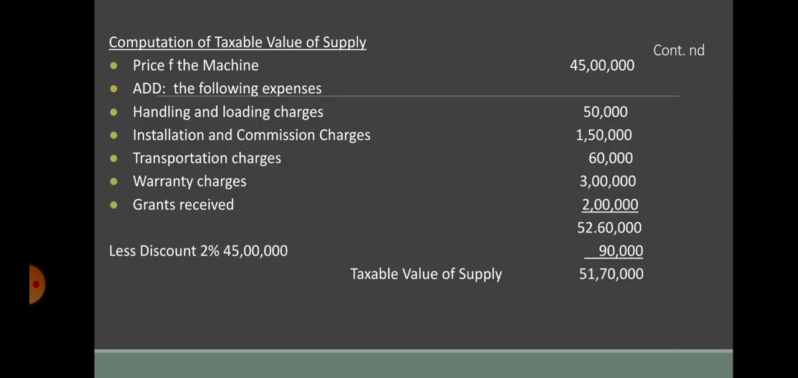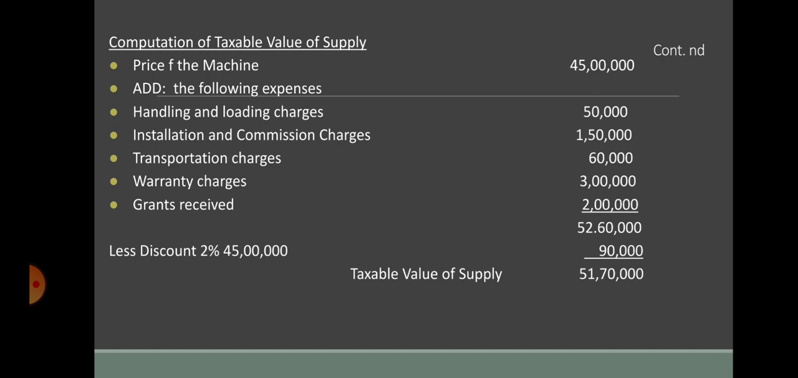You take the base as the price of the machine, 45 lakh is given, and to that you add the following expenses. In the beginning itself they told it is not included, so if it is not included, you go for adding it back. Handling charges 50,000. Installation charges 1,50,000. Transportation charges 60,000. Warranty charges 3 lakh, and the grant received is also added here, 2 lakh. So the total you get is 52 lakh 60,000.